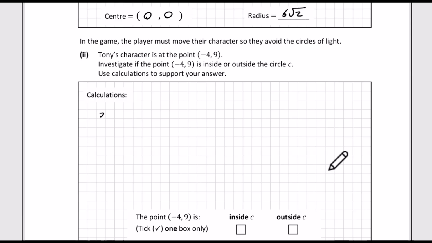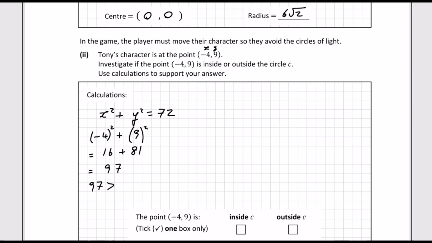So we have the equation x squared plus y squared is equal to 72. A couple of ways of doing this. Remember the -4 is the x and the y is the 9. So you can put -4 in for the x, square it, and put y in as 9. What you'll get is 16 plus 9 squared, 9 nines are 81. That'll give you 97. Now since 97 is bigger than 72, the point lies outside C. Therefore, -4, 9 lies outside C.